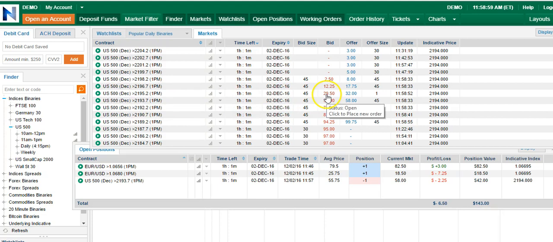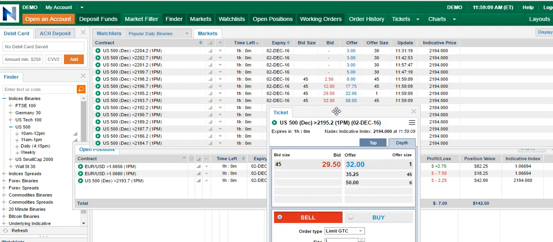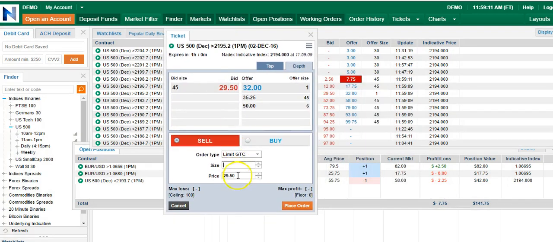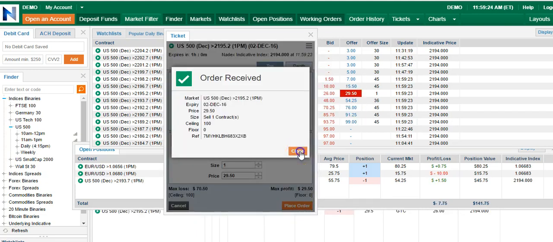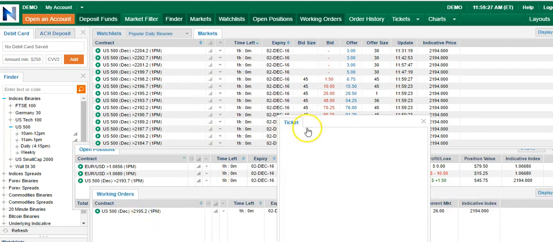So I'm going to click on the bid, the 29.50 here. A ticket will pop up here, and I will sell this position. This will cost me right around $70 in this case, $70.50 right now if I hit this button. So again, $70.50 cost, $29.50 of profit. So I'm going to go ahead and click on that, and it ended up in my working order because the market moved a little bit.